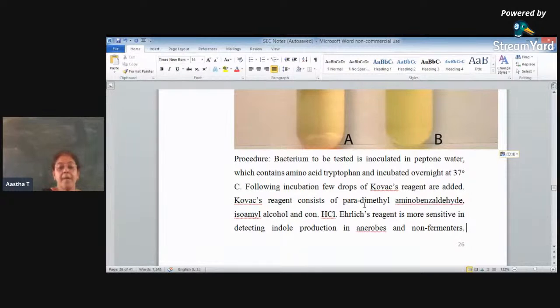PABA, and it contains isoamyl alcohol and concentrated hydrochloric acid.